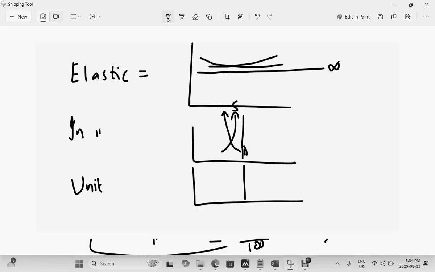That would be it when it comes to elastic, inelastic, and unit elastic products and merchandise.